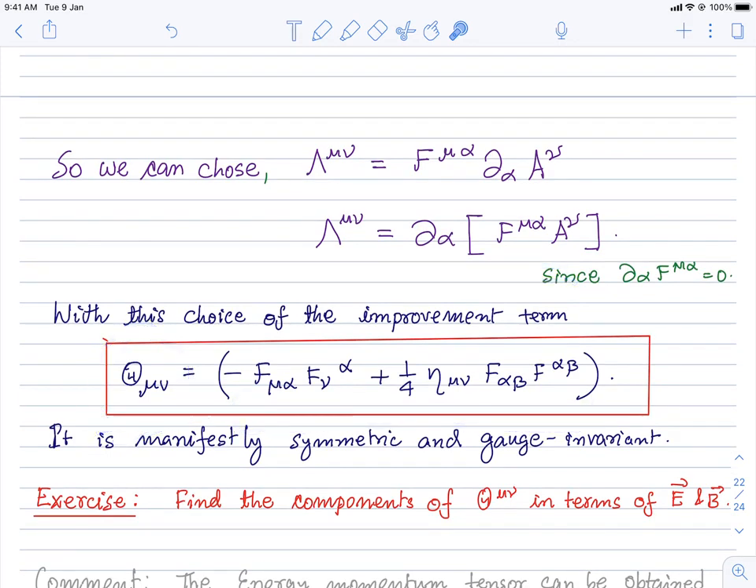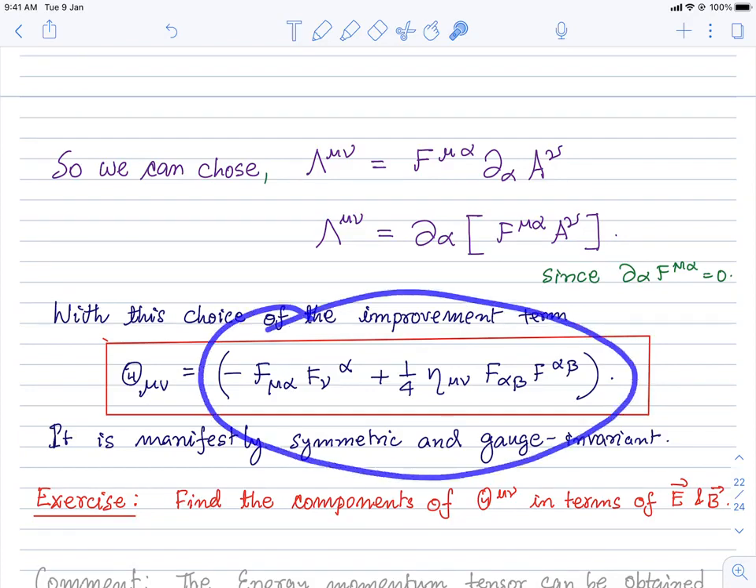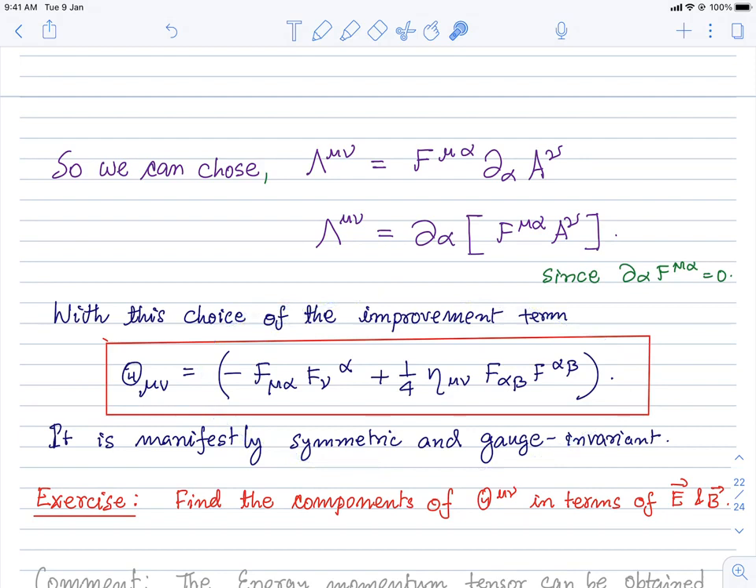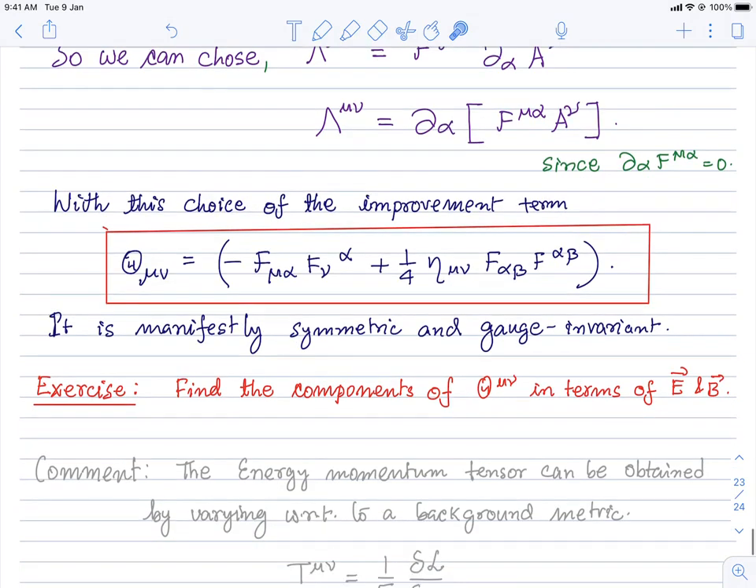Therefore, after choosing this improvement term, our energy momentum tensor takes this form. This is not the canonical form, this is the improved form, but it is symmetric under μ and ν exchange, and it is gauge invariant. So this is going to be the conserved energy momentum tensor that will be there for electromagnetism, after this improvement.